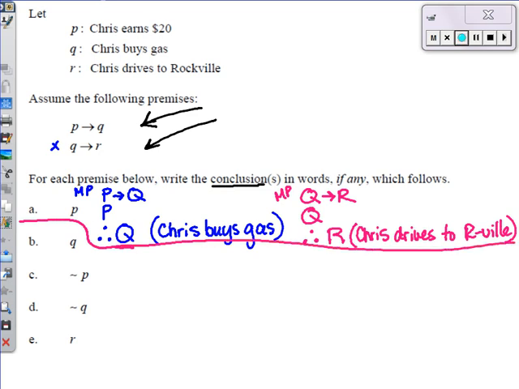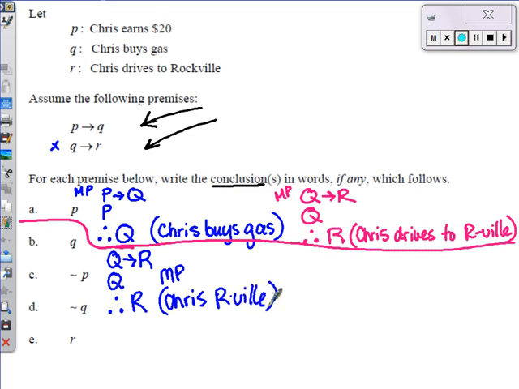Okay. The second one. For this one, it says Q, so it's a plain old Q. That would not link with the first one. I thought at first it might be modus tollens, but it's not. For modus tollens, the Q would have to be negated. But it does link with the second one. Q implies R, and then they give you that Q happens, so you can conclude, therefore, that R happens. And this is also based on modus ponens, and R stands for, the actual answer, is that Chris drives to Rockville. So that is B.